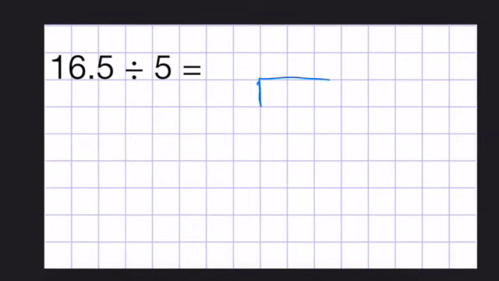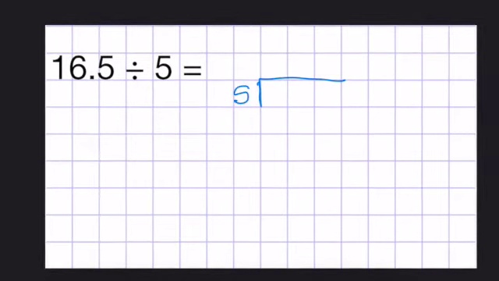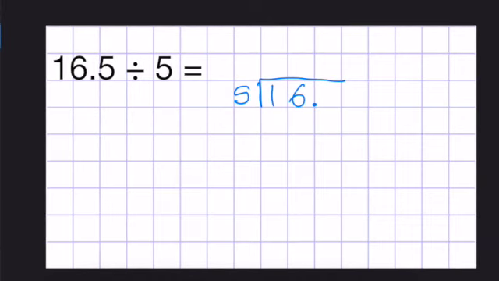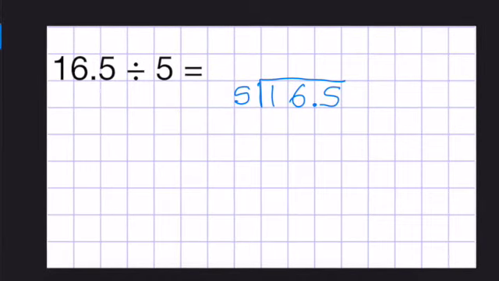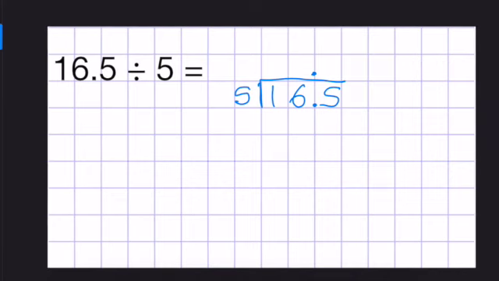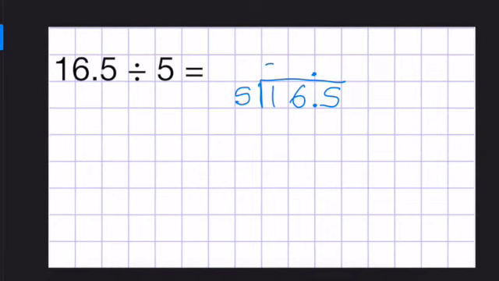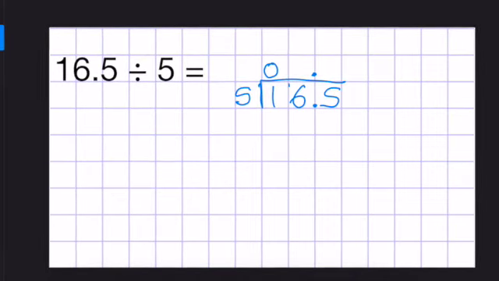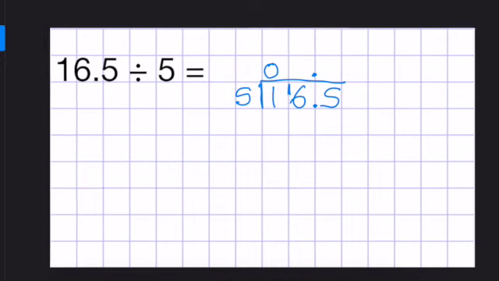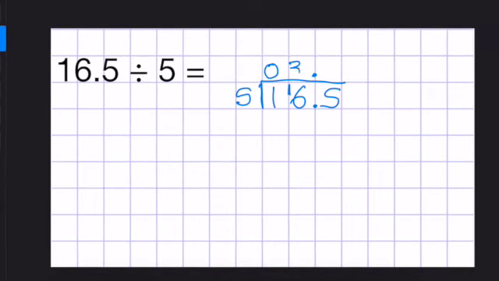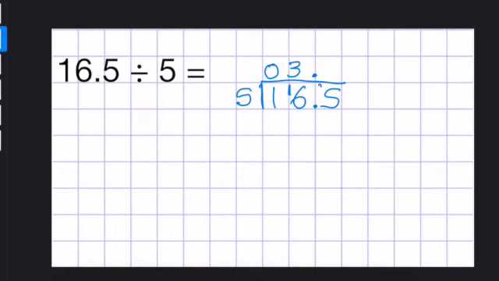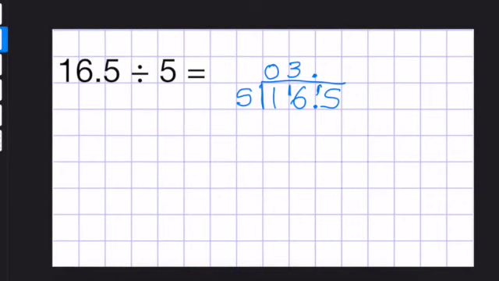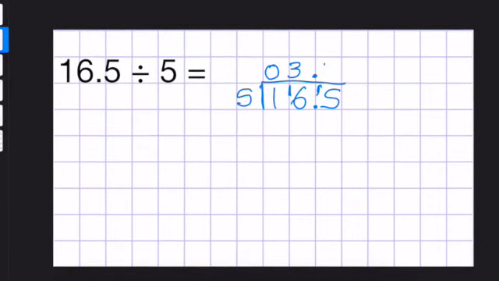Okay. 5 here, 16.5. Decimal point above there. 5 goes into 1, 0 times, carry the 1 over to make 16. 5 goes into 16 3 times with a remainder of 1, and 5 goes into 15 3 times.